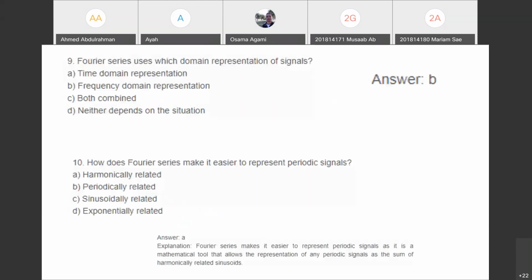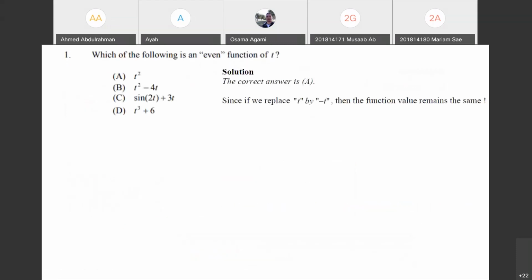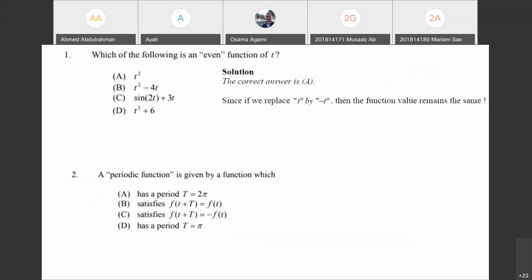I'm just correcting this answer. So this one should be frequency or time. We will see it next time, because we will talk about how to use the frequency later on in the Fourier integral. So we know the main definition of the periodic function is f of t plus the period equal to f of t. This one is wrong because you have a negative here, right?